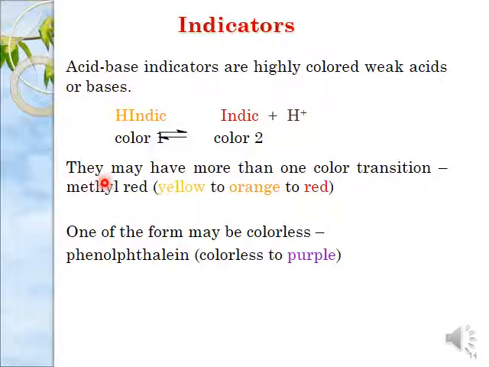Some indicators, like I have shown in the earlier lecture, have more than one color transition. For example, methyl red changes from yellow to orange and then red. And the one that you are very familiar with is phenolphthalein, where it changes from colorless to purple or a very pale pink color.